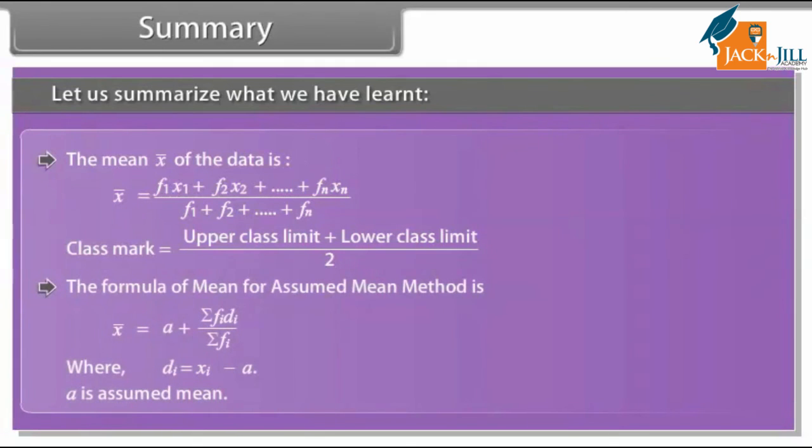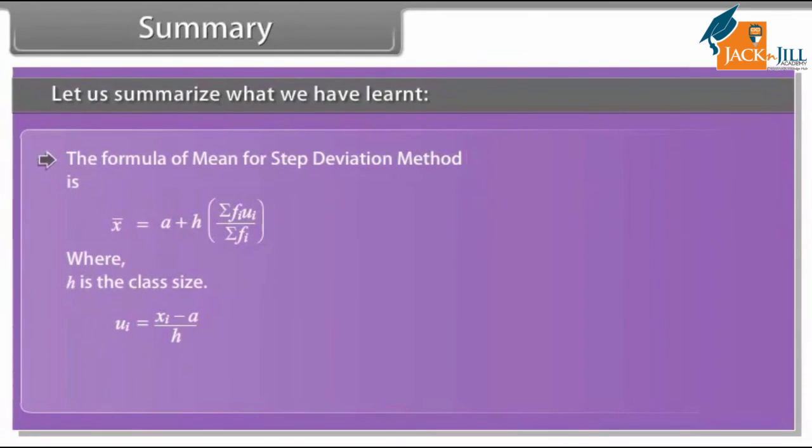The formula of mean for assumed mean method is assumed mean plus summation of the product of fi and di divided by summation of fi, where di is equal to xi minus a, and a is assumed mean. The formula of mean for step deviation method is assumed mean plus h multiplied by summation of the product of fi and ui divided by summation of fi, where h is the class size, ui equals xi minus a divided by h.